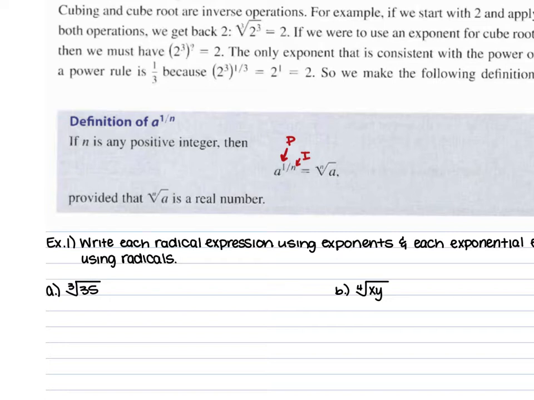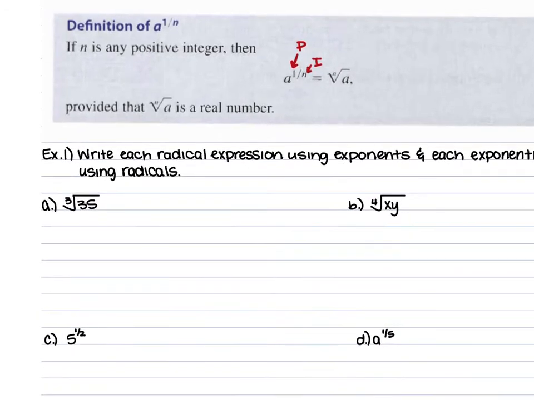If the number or terms underneath the radical do not have a power, it's automatically a 1. So that index is going to go under 1. If we look at example 1a, we have the cube root of 35. Now this is the same exact thing as saying the cube root of 35 to the first power. So if your 3 is your denominator and your 1 is your numerator, this is going to give us 35 to the power of 1/3.